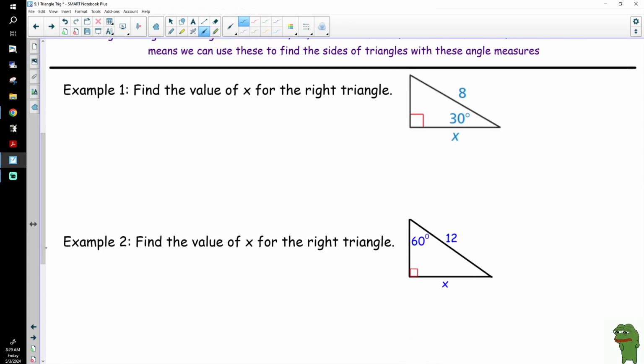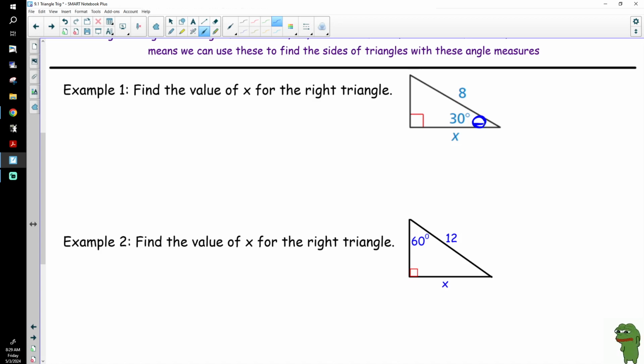Example 1, we want to find the measure, the length, the value of x. We want to find that side. So the first thing we want to do is always write down what do we have. In this case, what are each of the blue numbers or variables representing? So in our triangle, we first know that this 30 degrees is our theta. That's our angle. That's what's going to be put into sine, cosine, or tangent.